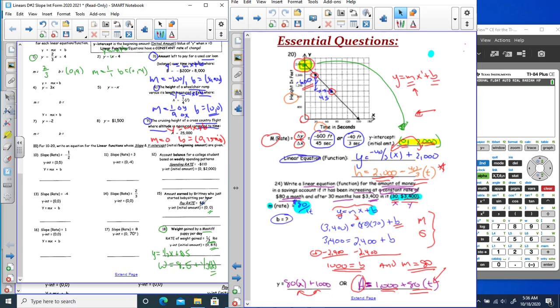And we could write this as a linear relationship by identifying the rate as $12 per hour and the beginning amount is 0, as y equals $12 per x number of hours, starting at 0. You don't really need the plus 0. That's a little bit weird, but it's not wrong if you have it.